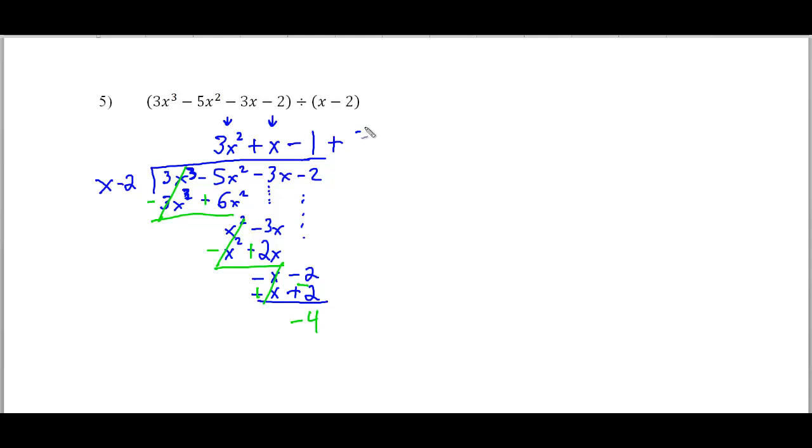The remainder is plus negative 4 over x minus 2, which shows me that this is not a perfect factor of this polynomial. Also, this negative 4 there, you could have written it as minus positive 4 over x minus 2. All right, that's the end of video 1. Part 2 is coming up next.